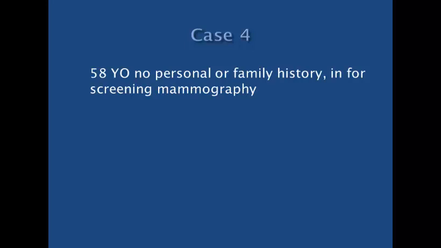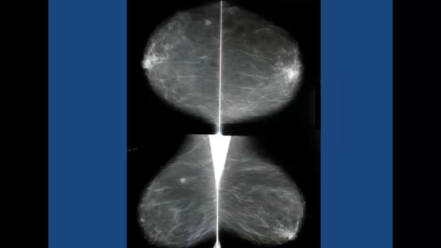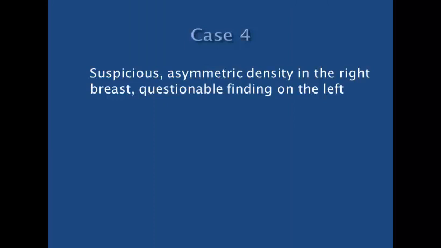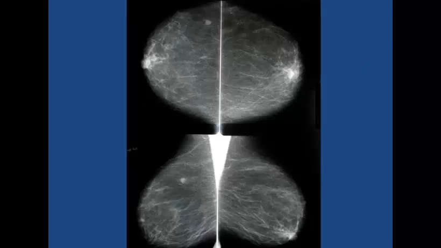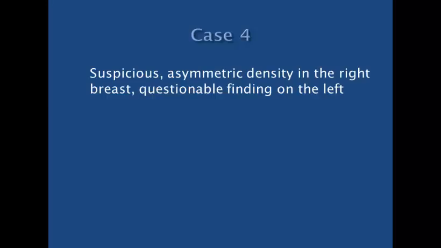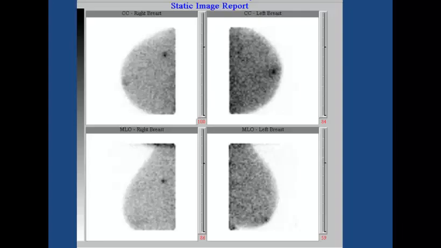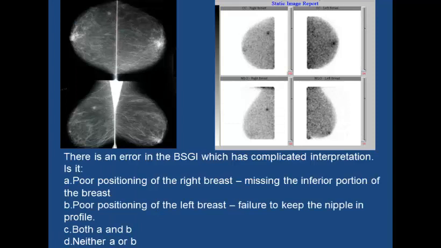58-year-old, no personal history or family history, again, in for screening mammogram. So she has a suspicious asymmetry. You can see it there, the spot in the breast. Some questionable findings on the left breast. So here's her BSGI. This one's interesting. So there's an error in both the BSGI and actually in the mammogram.